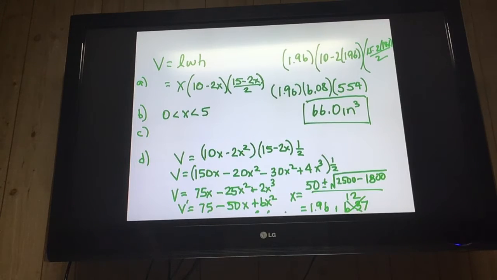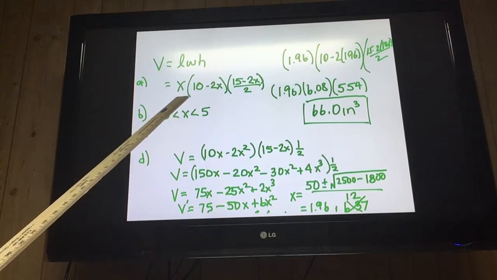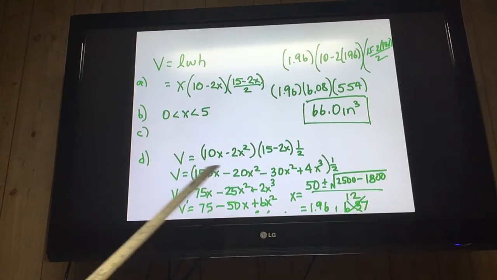That makes sense. All right, letter C, all you're going to do is plug this into your calculator, see the graph, and find out where the maximum is. And we're going to find out that matches what I do algebraically, which is letter D, to do algebraically.